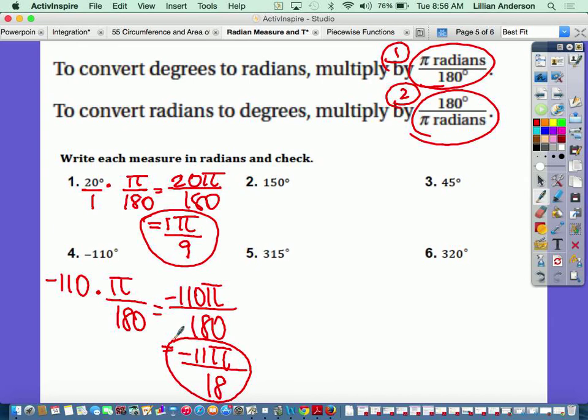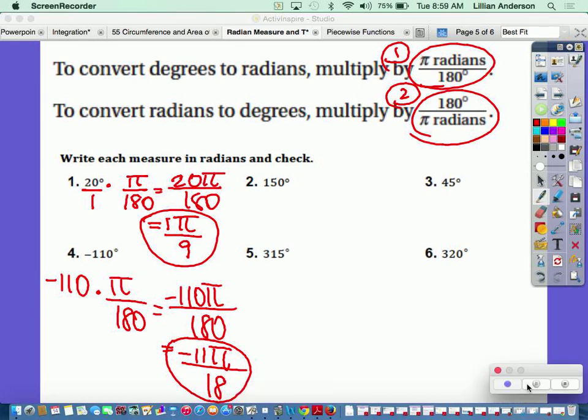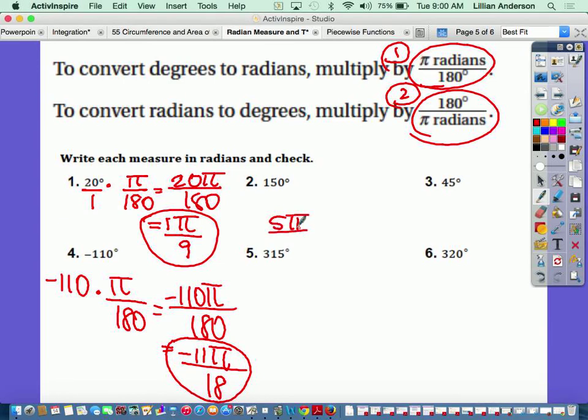I want you to do the next 4, going from degree to radian. Number 2, you should have got 5 pi over 6. Raise your hand if you did not get 5 pi over 6. Well, I got 15 over 18. Yes, keep going, because with 150 and 180, 10 goes into both of those, and you can then go even smaller from there. Number 3, 45, you should have got pi over 4.